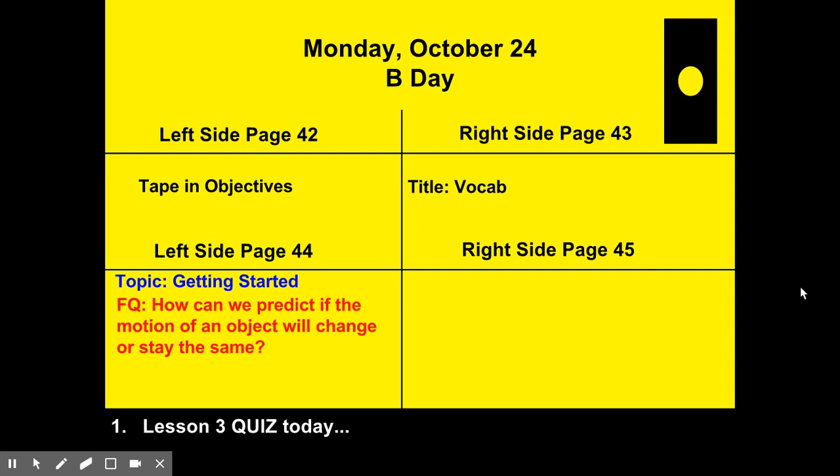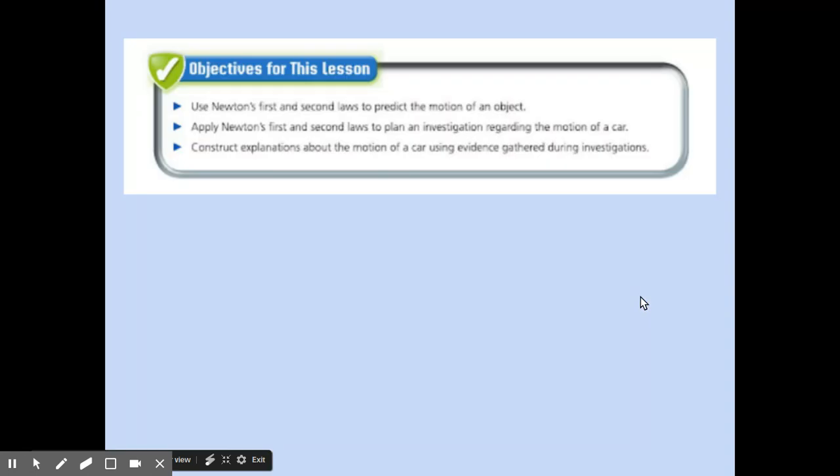And tomorrow will be investigation 4.1, and that will go on page 45. You're going to have to prepare for that later today, so keep in mind that preparation can go on page 45. The objectives for this lesson, we have 3 of them for the week. Use Newton's first and second laws to predict the motion of an object. Apply Newton's first and second laws to plan an investigation regarding the motion of a car. And finally, construct explanations about the motion of a car using evidence gathered during investigations. So those 3 things are our objectives for this week.